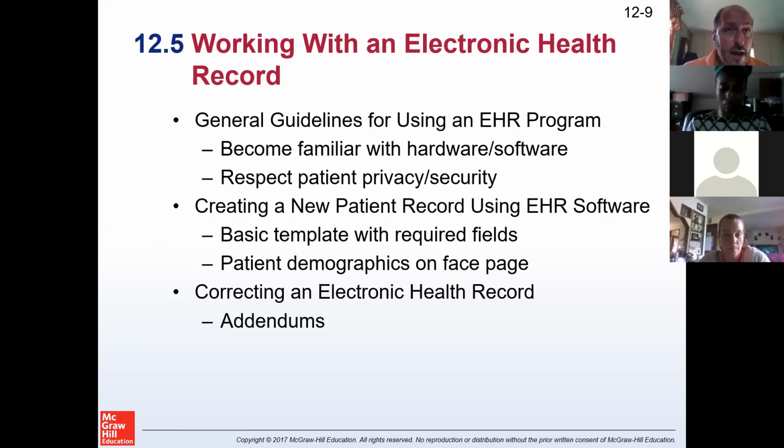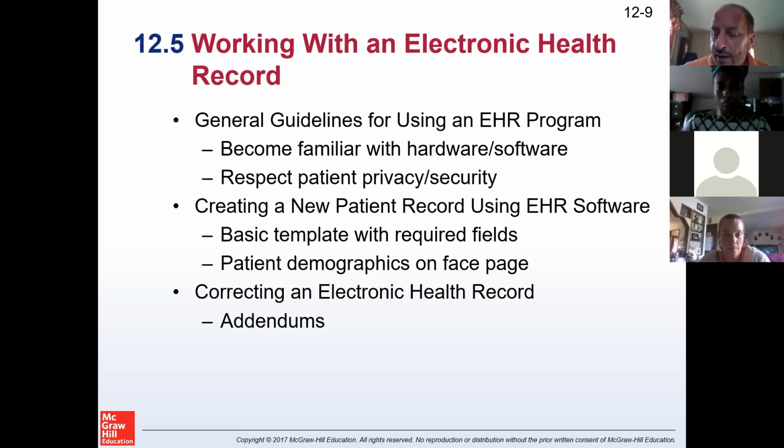A lot of offices have actually moved away from the clipboard, and they'll give you an iPad, and you can do your registration from an iPad. But most places still have the clipboard concept, and then somebody behind the office is entering everything manually into their electronic health record.